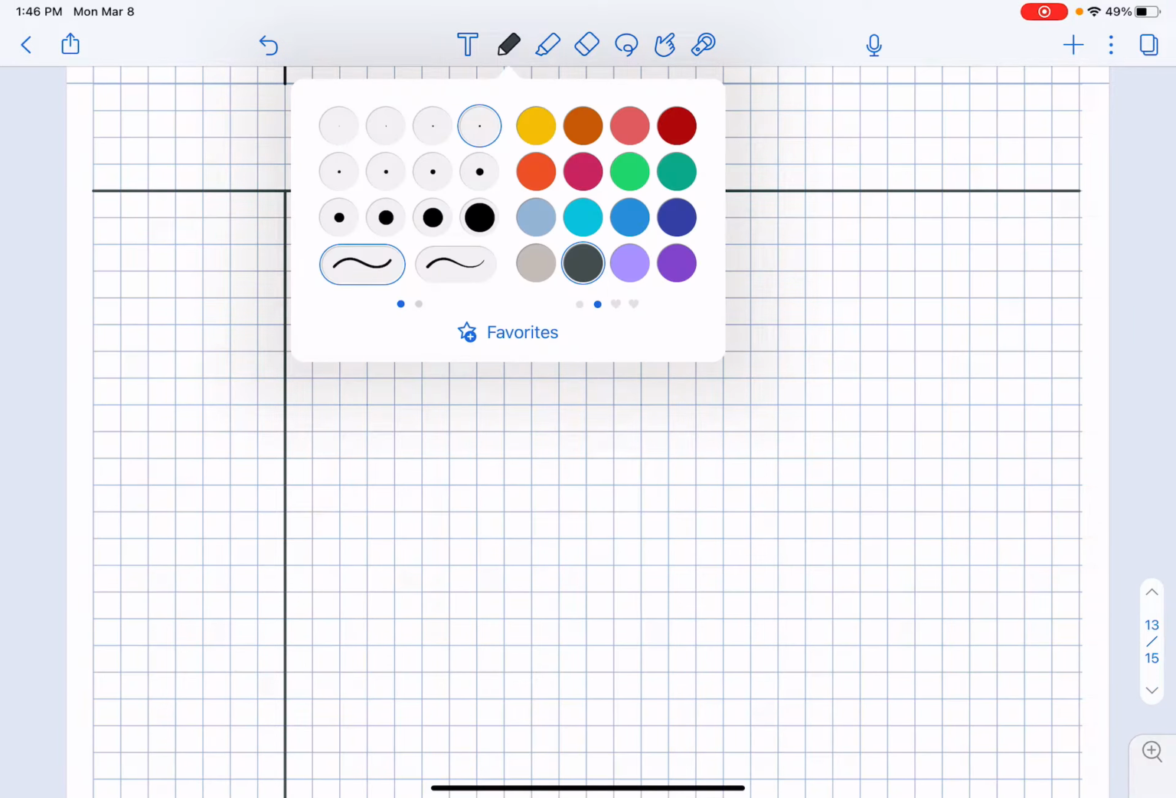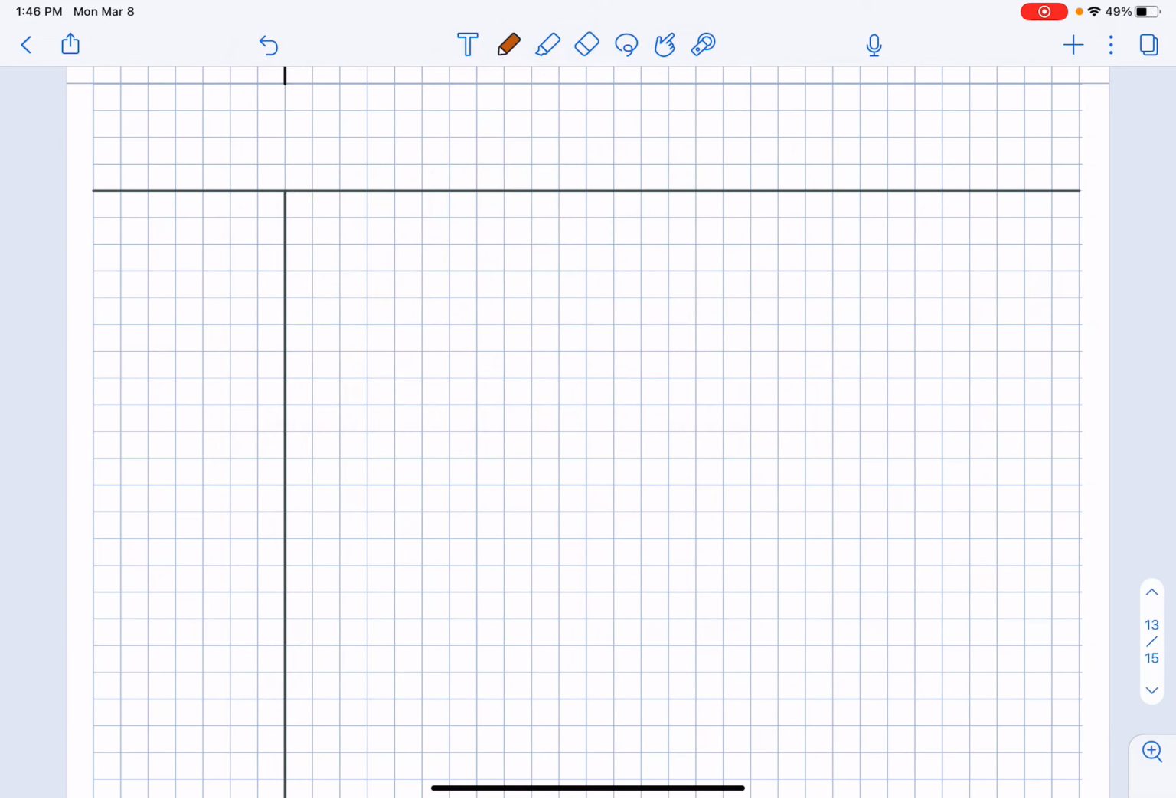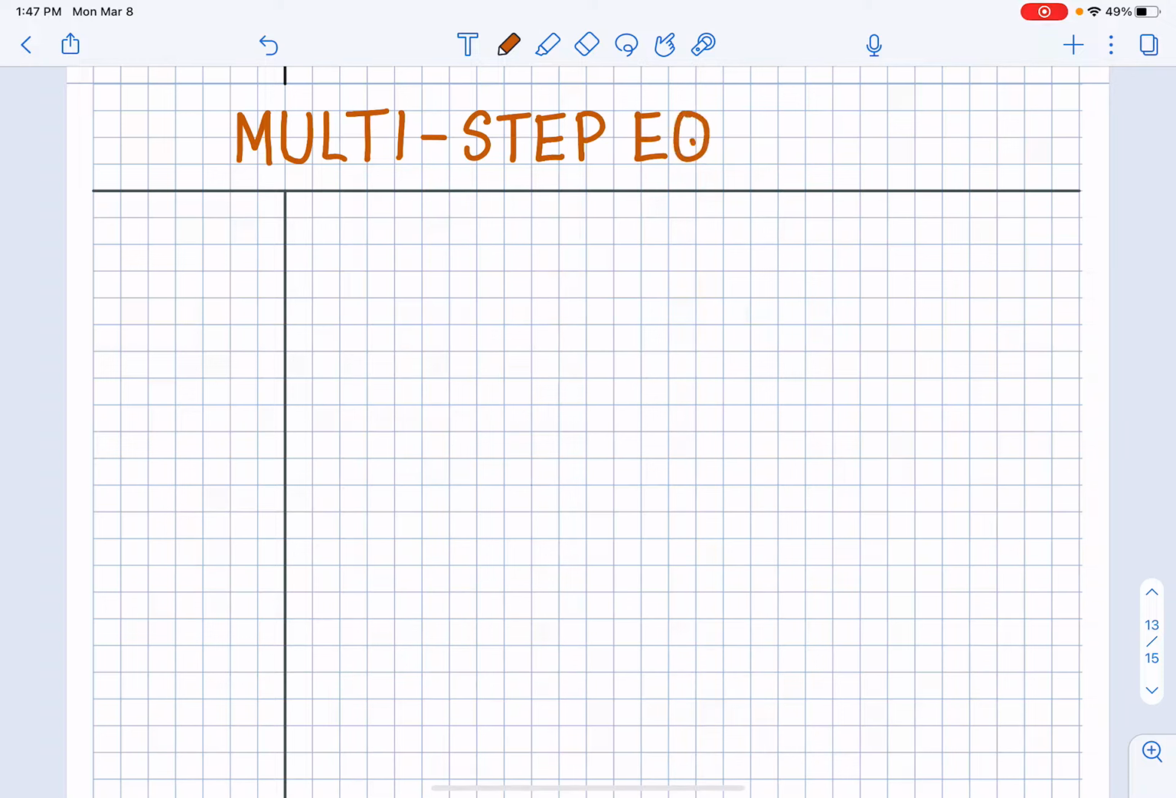For our notes today, we are going to talk about multi-step equations. All right, and there's different kinds of multi-step equations. We're going to do a specific kind today that we'll go over in a second. So multi-step equations.